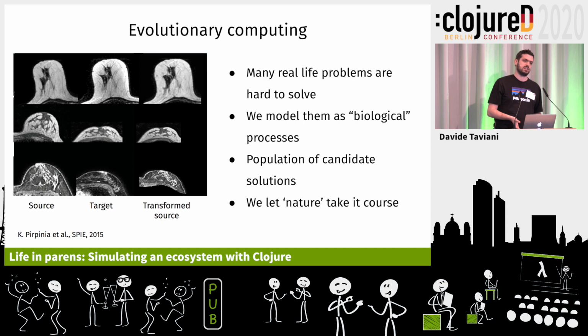So what do we do? We create a population of candidate solutions, and then we treat this as a biological process, and essentially we let nature take its course. We encode mutation, reproduction, selection, and then after a while, you see, well, the third column is what the algorithm has produced. Well, it's quite an acceptable solution. So they are useful for problems in which we don't know exact solutions.